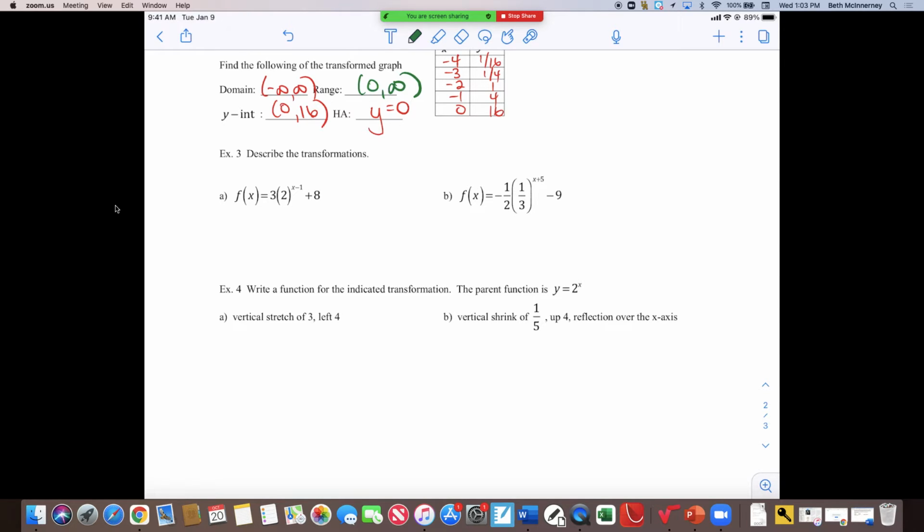Again, if you haven't started yet, example 3, do A and B. State all the transformations that you see.